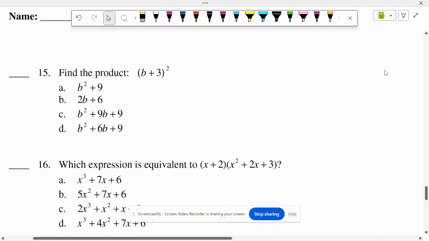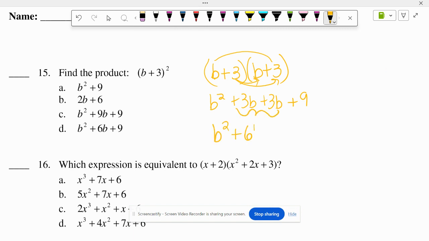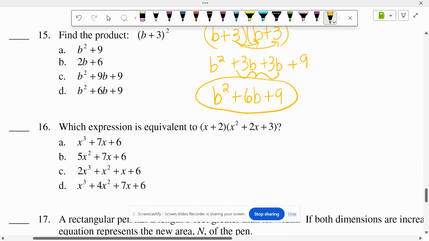All right. Find the product. This just is the same thing as saying b plus 3 times b plus 3. B times b is b squared. B times 3 is 3b. 3 times b is 3b. And 3 times 3 is 9. Combine my like terms in the middle. B squared plus 6b plus 9. Answer choice D. Good job.